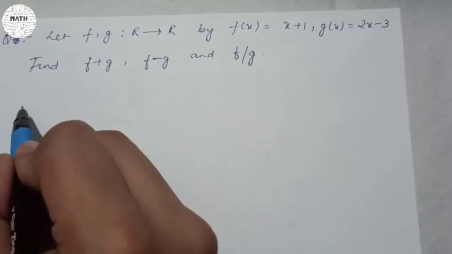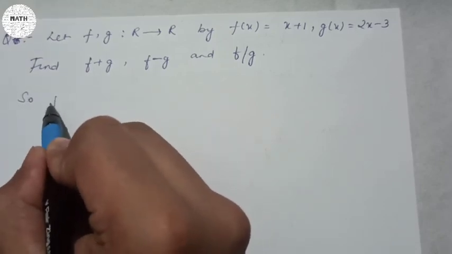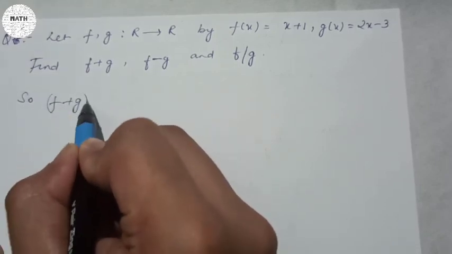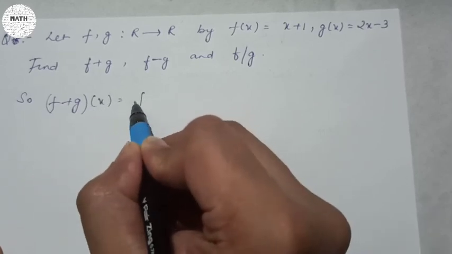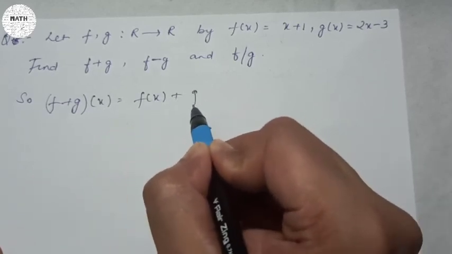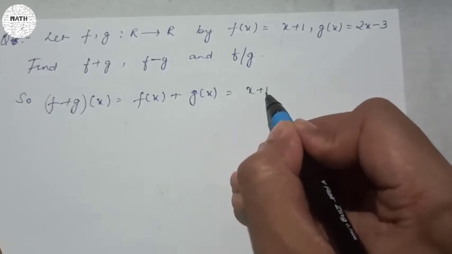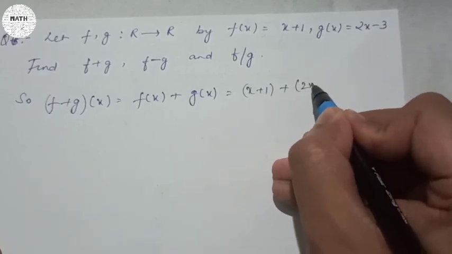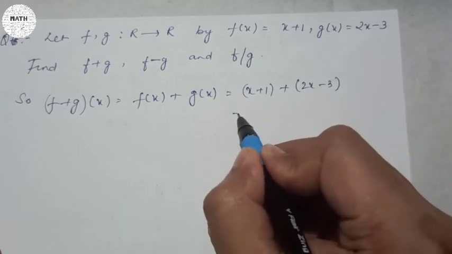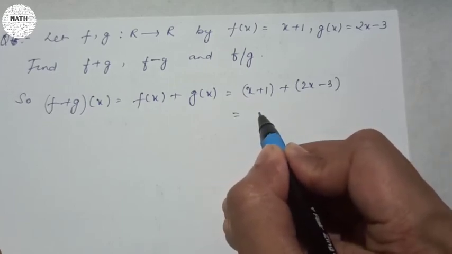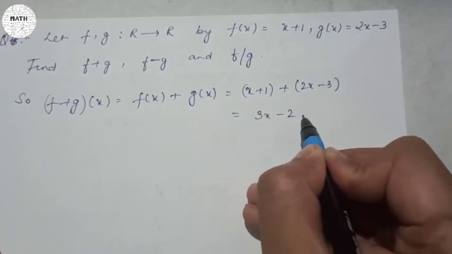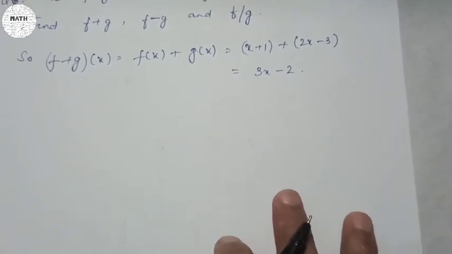So let me just find f plus g, okay? So your f plus g, let me just give an x over here. So it will be your f of x plus g of x. So which is f of x how much? x plus 1 plus 2x minus 3. So if you calculate, you will get the answer to be nothing more than 3x minus 2. So that's all about your f plus g.